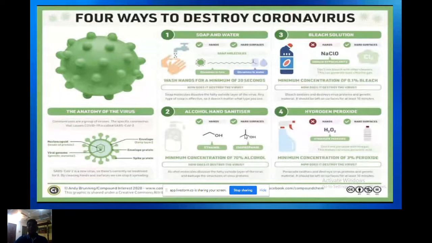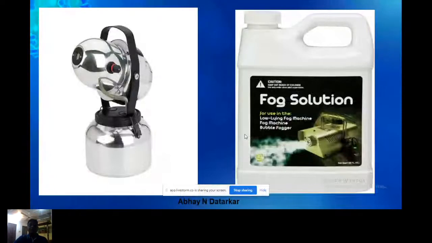We can ask the patient to use the hydrogen peroxide as a mouthwash also, which can destroy the load of the viruses in the oral cavity. So these are all the things which we should use for proper disinfection and sterilization, following the protocols. And this is what I was trying to tell you, the fogger.